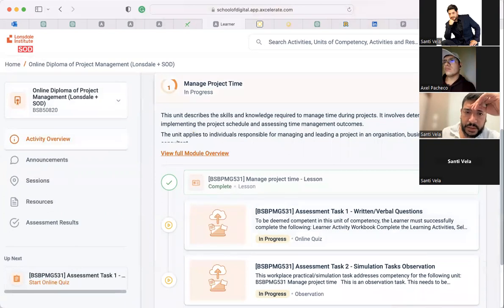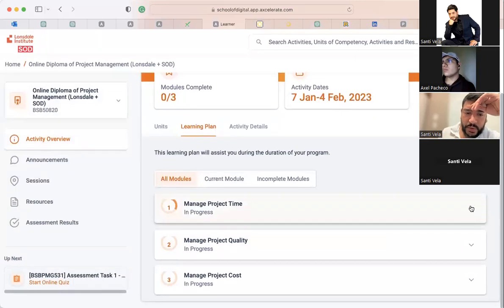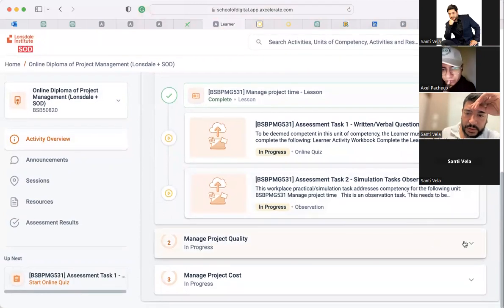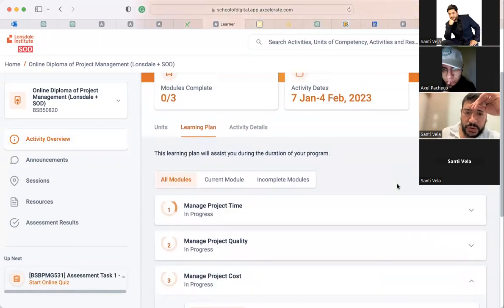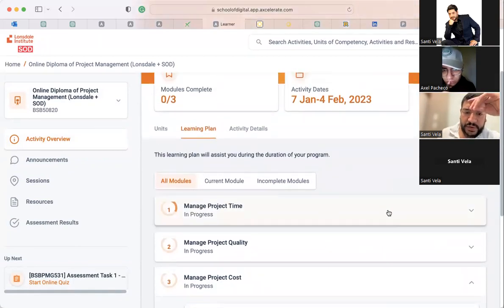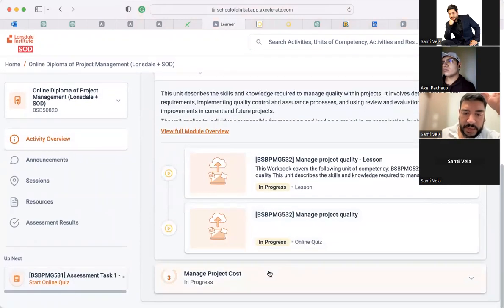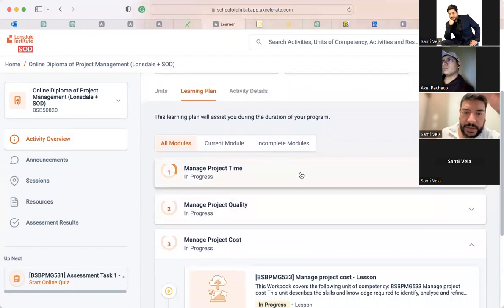So you need to do unit 1, 2, and 3. And if you open the tabs, it will tell you what you need to do. You are very behind, my friend. So I want you to catch up with that first block, which is the oldest one. Manage project time first, manage project quality second, manage project cost. Right? So I will be with you here, but I want you to start working on manage project time. Let's try to catch up as much as we can, all right? All right.